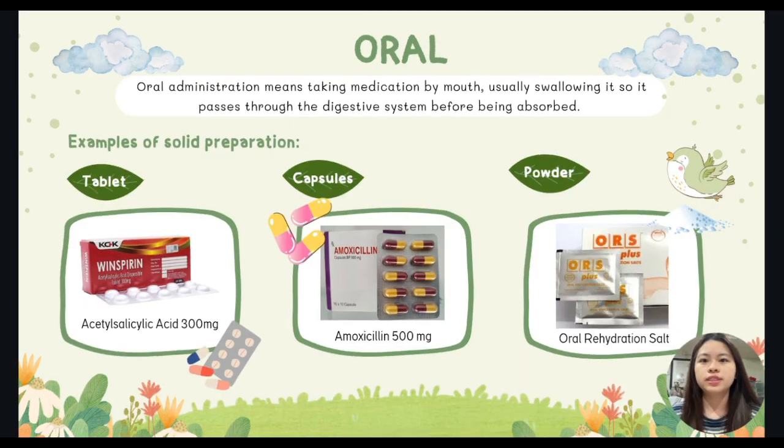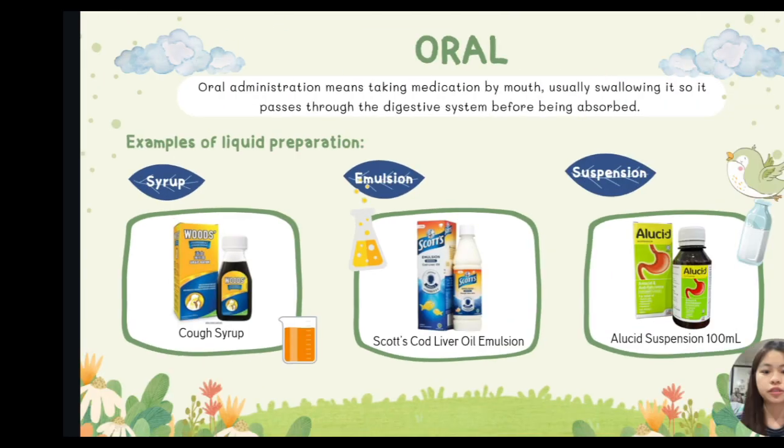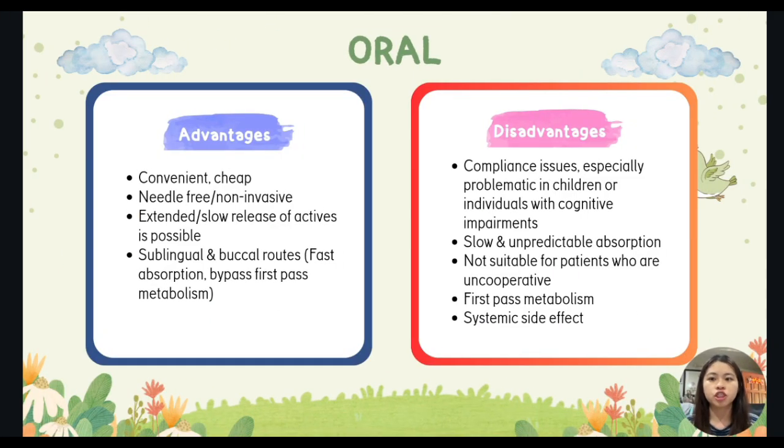Oral administration means taking medication by mouth. Examples of solid preparation include tablet, capsule, and powder. Examples of liquid preparation include syrup, emulsion, and suspension. The advantages of oral administration are convenient, cheap, needle-free, and fast absorption for sublingual and buccal routes. While disadvantages include compliance issue, first-pass metabolism, and systemic side effect.